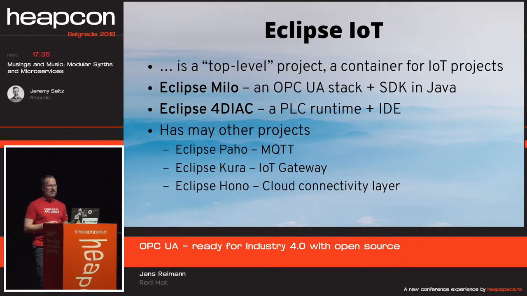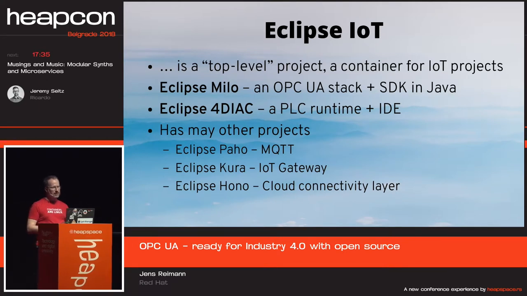But of course, Eclipse IoT has other projects. Maybe Eclipse Paho is a project that you might know if you work with MQTT. There's Kura and Hono. We had a talk about Hono before. So that is Eclipse IoT.